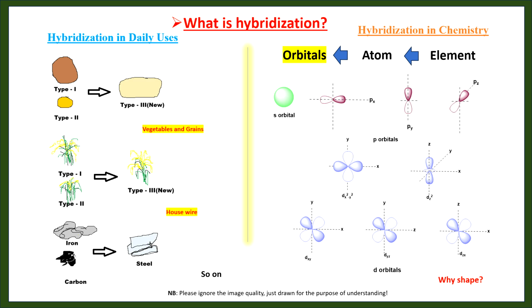So we have elements, and those are composed of multiple atoms, and atoms have orbitals. These atomic orbitals are defined as s orbitals, p orbitals, and also d orbitals. These have different shapes, and these shapes come from quantum mechanical calculations. But the shape is important because it is the home for electrons, and the electrons present in the orbital are responsible for chemical bond formation.